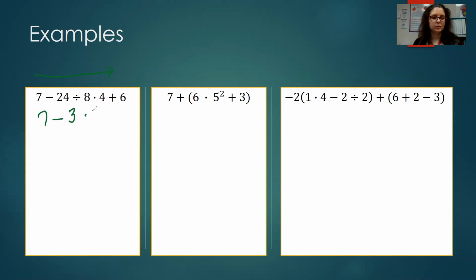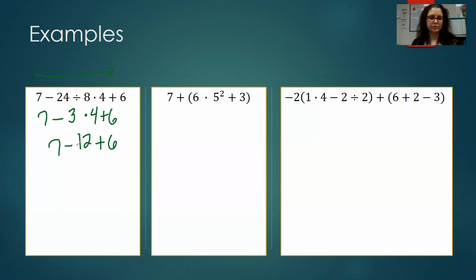7 minus, and we bring down all of our remaining numbers. We still have a multiplication, and we will solve that next. 3 times 4 is 12. Bring down your remaining numbers and operators. Now addition or subtraction from left to right. We see the subtraction first, so we will use it first.